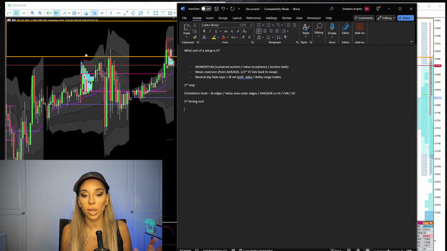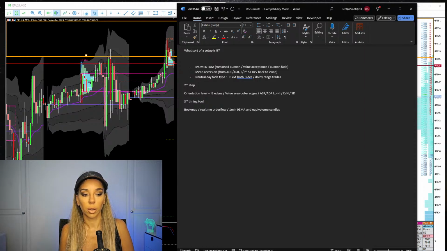Now, this is not always necessary. Timing tool for me can be either Bookmap, so actual real-time order flow, with the actual order blocks that I can see there. But it can also be 1 minute chart with some very simple 9 EMAs and equivolume candles. So that in conjunction with Bookmap can sometimes give you some really, really good views of what is happening at the level, but it's not for everyone.